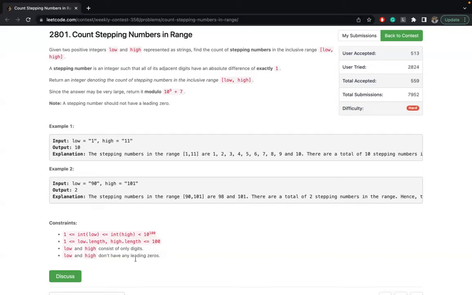And low and high don't have any leading zeros. Leading zeros are not expected, so you won't have something like 0011 or 011. Those things will not be there.